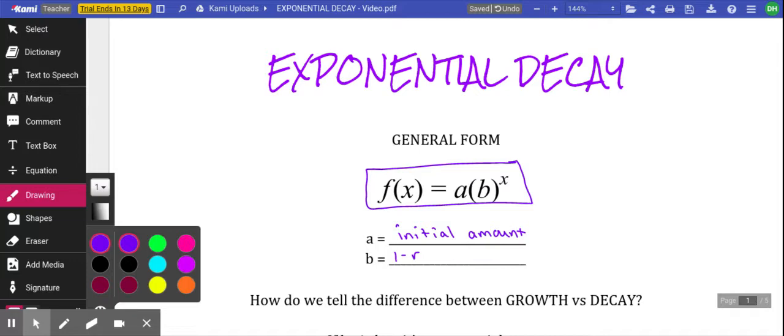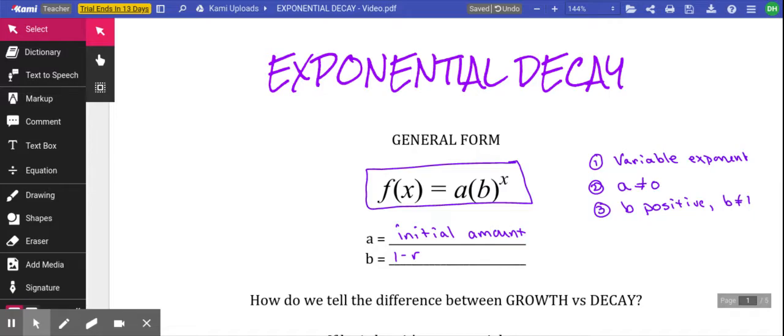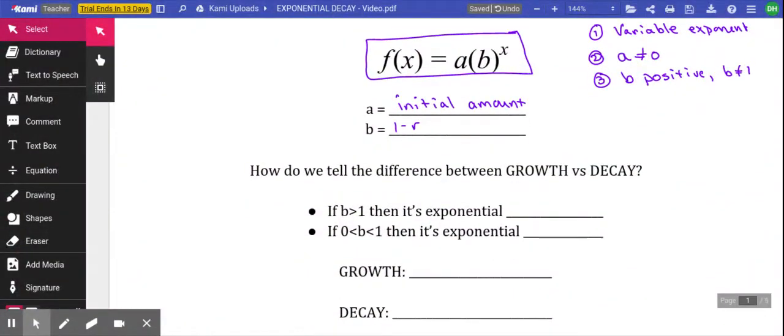But there were three conditions that had to be met to be exponential. First of all, the variable had to be in the exponent, okay? And then we also said the coefficient a, that leading coefficient, cannot be 0. And then the constant b had to be positive, and it couldn't be equal to 1. But we're going to really focus on that b value today. That b value is going to give us some insight as to whether the function's growing or decaying.